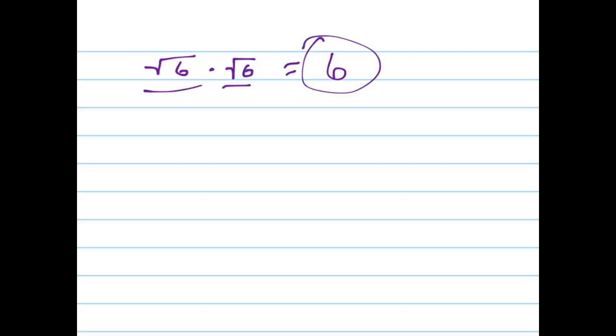Example 2 gives you radical 6 times radical 6. They take you through a couple of different steps, but we know radical 6 times radical 6 is regular 6. Radical 6 is a number so that when I multiply it by itself, I get 6. And here I am multiplying it by itself, so I should get 6.